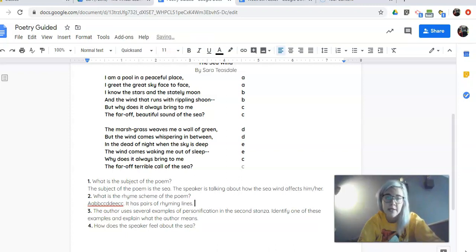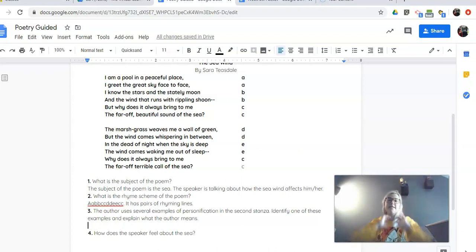Okay, so the author uses several examples of personification in the second stanza. Identify one of these examples and explain what the author means. So first off, what is a stanza? Well, that's like the paragraph. So here, right there, is our first stanza, and here is our second stanza.